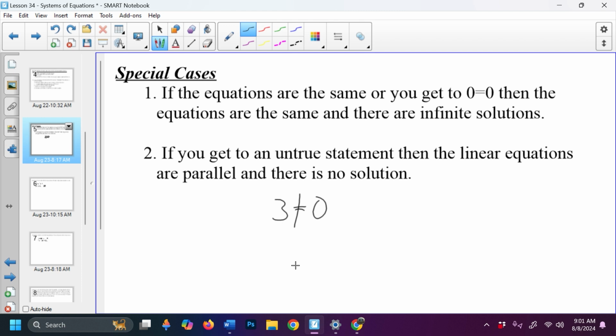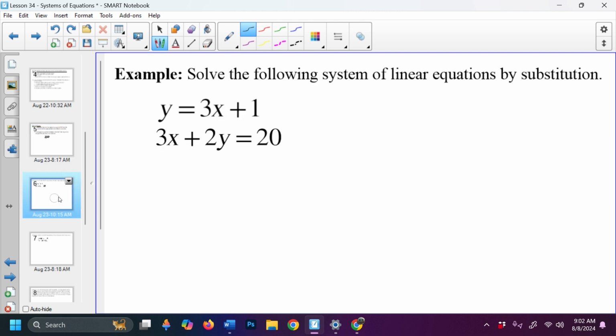You can always check that in Desmos and you'll be able to see very quickly, even if they don't look exactly like similar equations. Well, that's all the new information, so let's talk about some examples. So first, let's solve this system of linear equations by substitution.